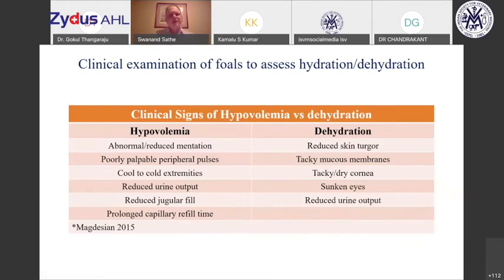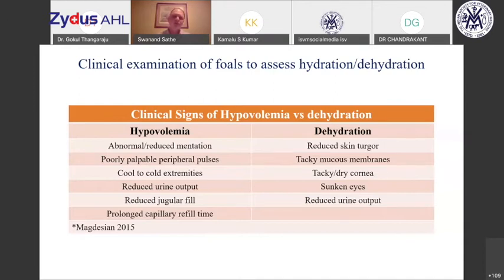So let's discuss some clinical signs of hypovolemia versus dehydration. Hypovolemia and dehydration are not synonymous terms. They are clinically different aspects of different conditions. Hypovolemia essentially indicates an intravascular fluid deficit, whereas dehydration indicates a deficit in the extracellular spaces. So hypovolemia essentially means lower circulating volume. If foals have a lower circulating volume, they tend to collapse. Their cardiovascular systems are not geared to pump in that extra stroke volume and keep their systems going.